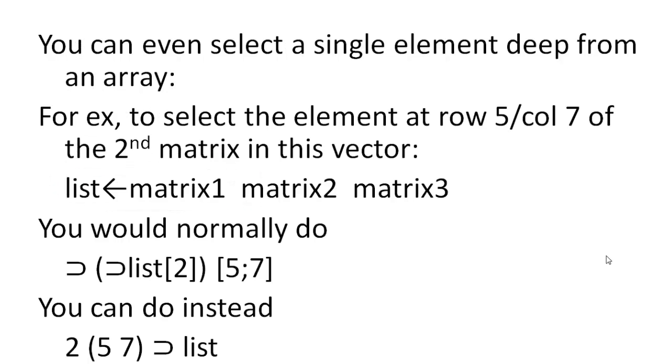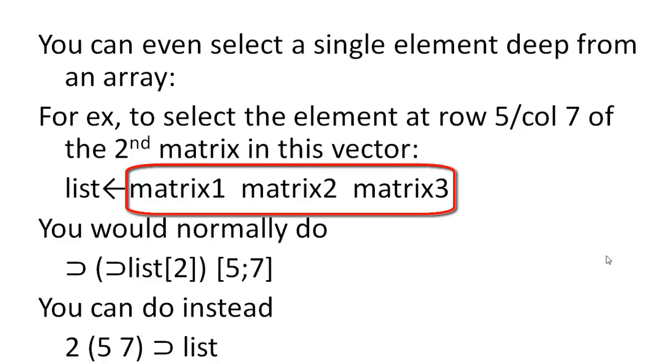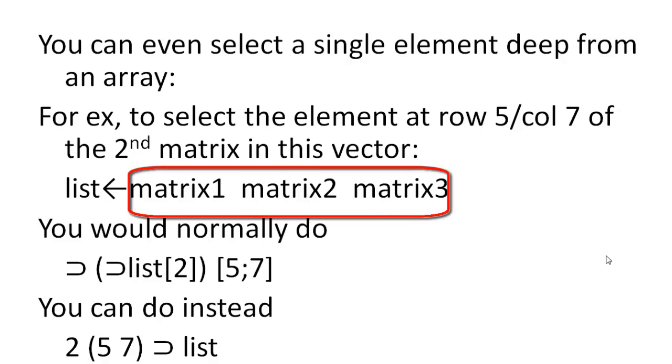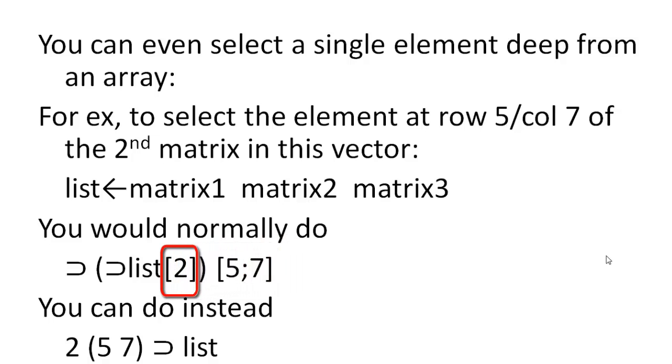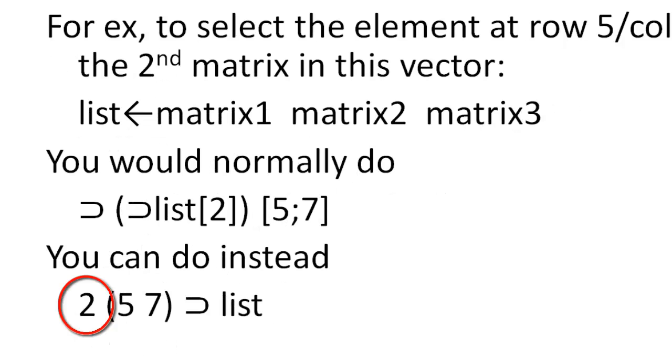You can even select a single element deep inside an array of arrays. For example, let's say that we have a list of matrices and we want to select the element at row 5, column 7 of the second matrix in this vector. You would normally first disclose list index 2 to get the second matrix, and from that you would get row 5, column 7 and disclose that element. Instead, what you can do in one swoop is specify 2 as the second element and 5, 7 as the row and column, and pick directly from the list.